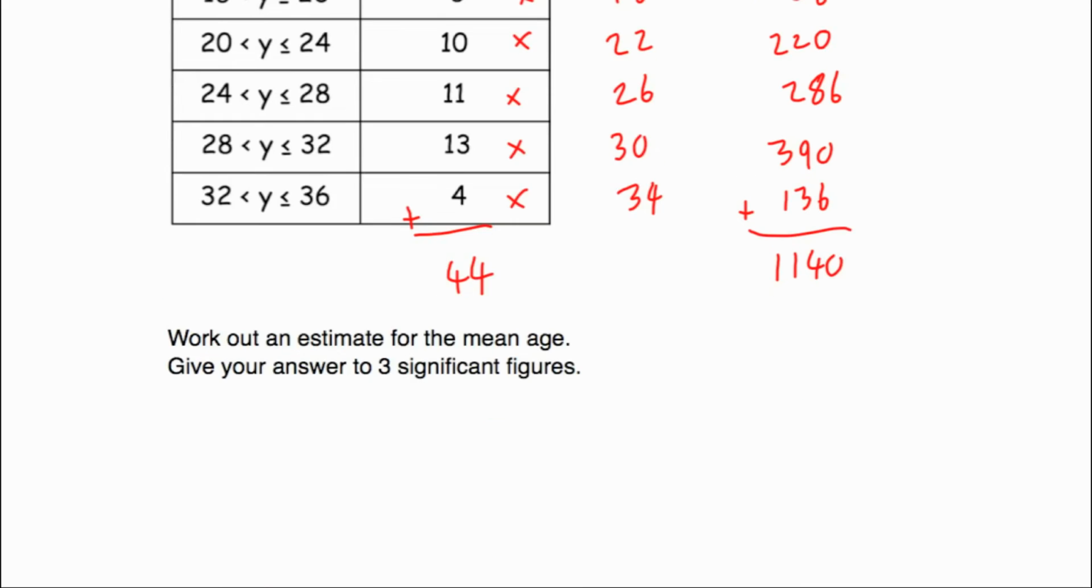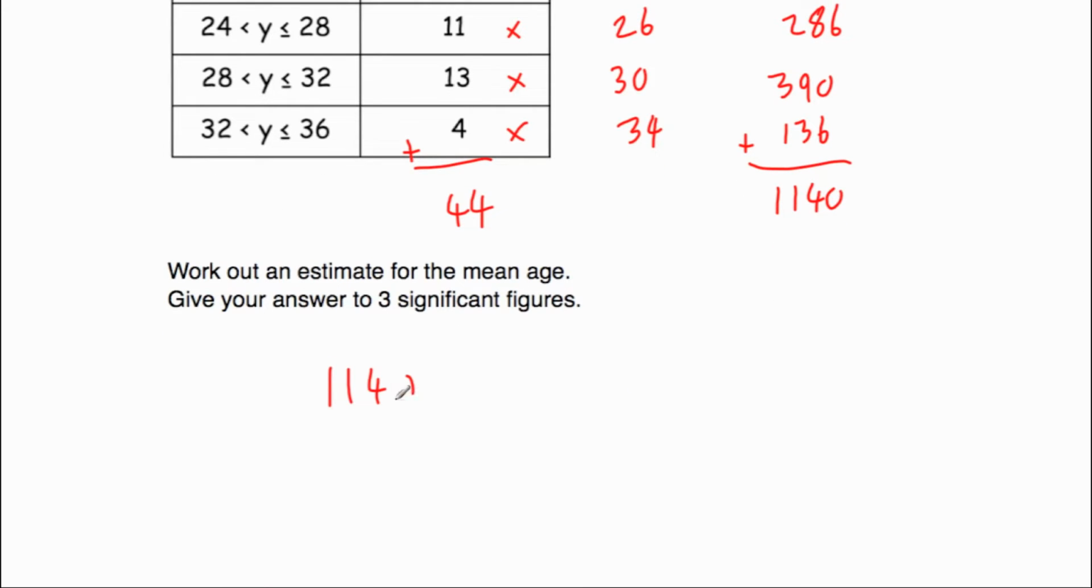So if we do 1,140 divided by 44, that would tell us the mean age. And whenever we do 1,140 divided by 44, that's equal to 25.909090 and so on. Now we've been asked to round this to 3 significant figures, so in this case we've got 25 point and then we need one more digit, so it's going to be 25.9.